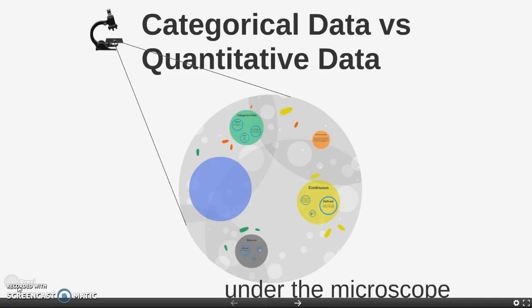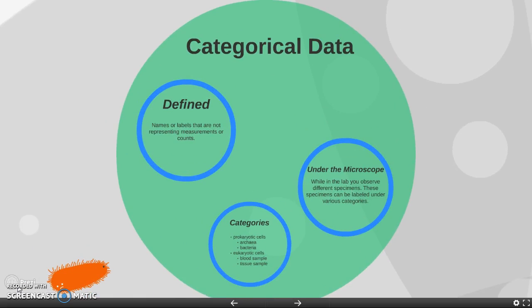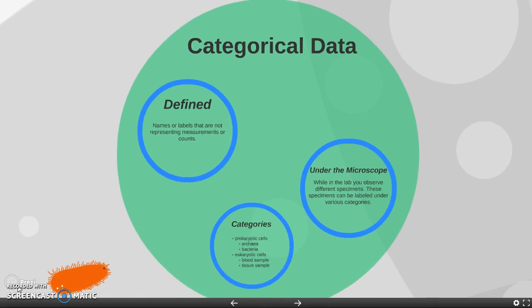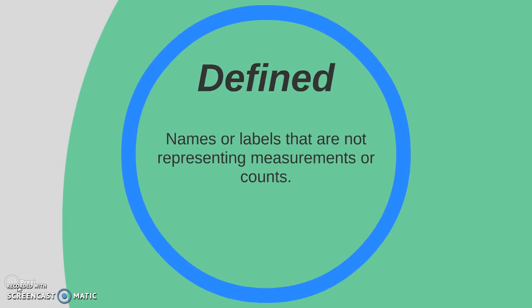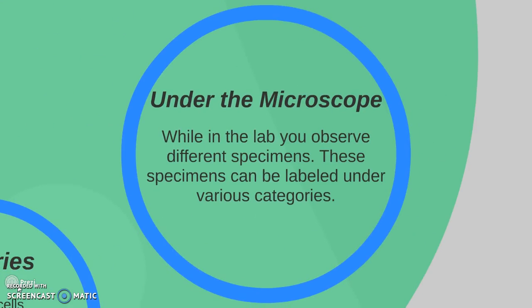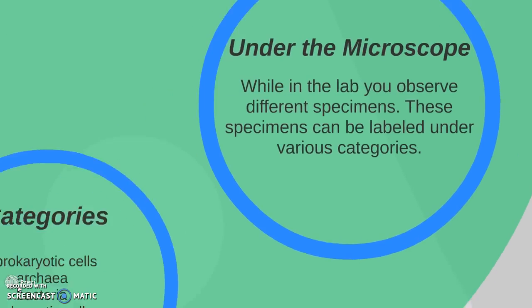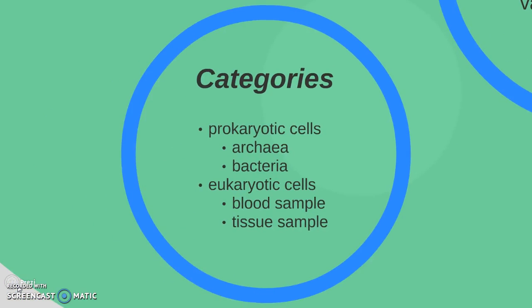Categorical data versus quantitative data under the microscope. First of all, categorical data is defined as names or labels that are not representing measurements or counts. While in the lab, you observe different specimens. These specimens can be labeled under various categories. Example categories include prokaryotic cells, including archaea and bacteria, or eukaryotic cells, often including blood or tissue samples.